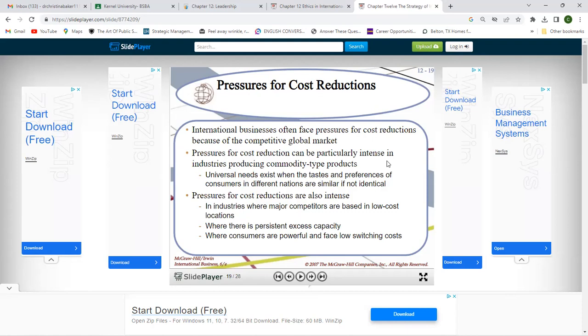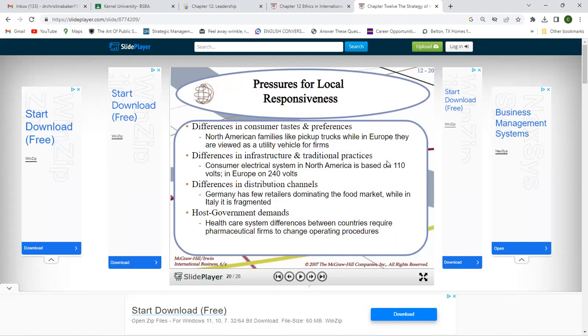Universal needs exist when the tastes and preferences of consumers in different nations are similar, if not identical. Pressures for cost reduction are also intense in industries where major competitors are based in low-cost locations, where there is persistent excess capacity, and where consumers are powerful and face low switching costs.